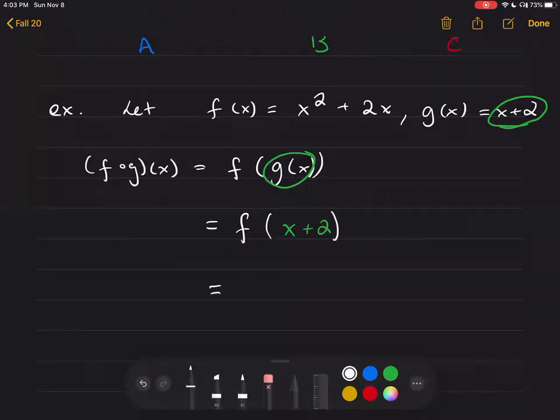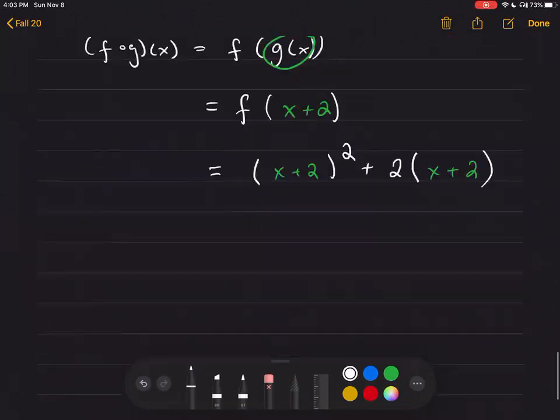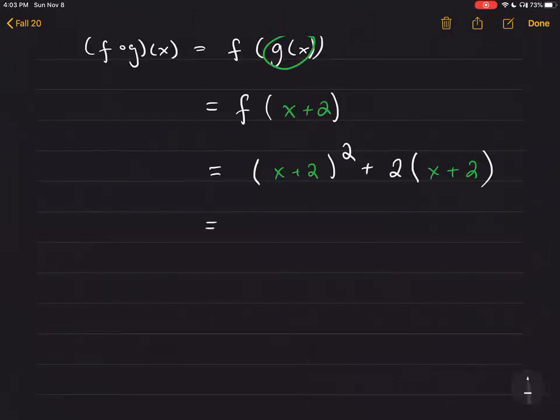And then we take the green thing and we plug it into f. So f of x is x squared plus 2x. So every time we see an x, we're going to replace it with x plus 2. So this will be x plus 2 squared plus 2 times x plus 2. Okay. And so now if we were to calculate this out explicitly, we'll expand this. We'll get x squared plus 4x plus 4 from the squared term. And then from the 2 times x plus 2, we get 2x plus 4. And then if we simplify, we get x squared plus 6x plus 8.